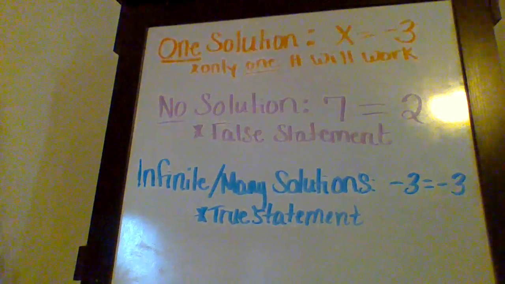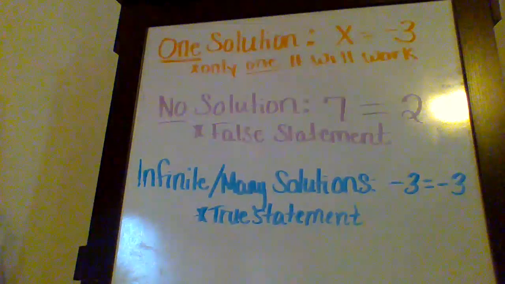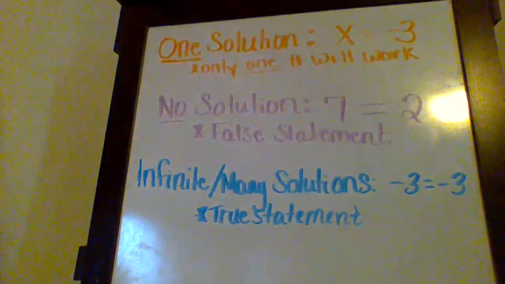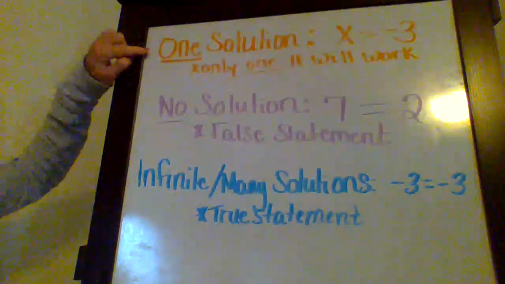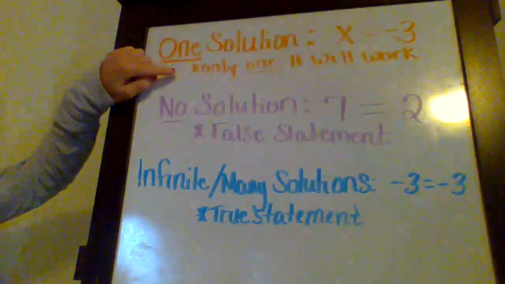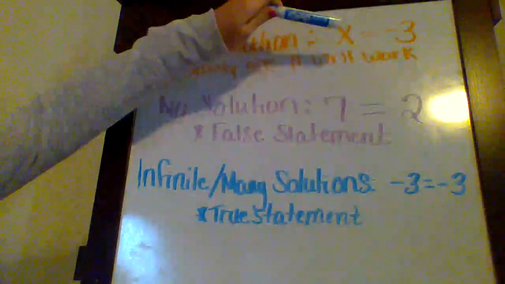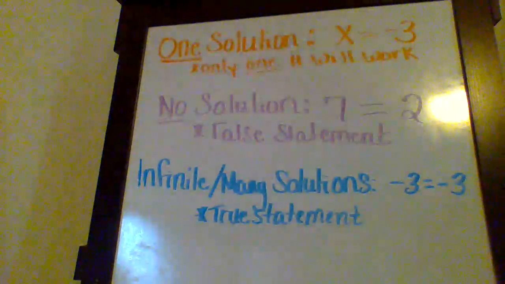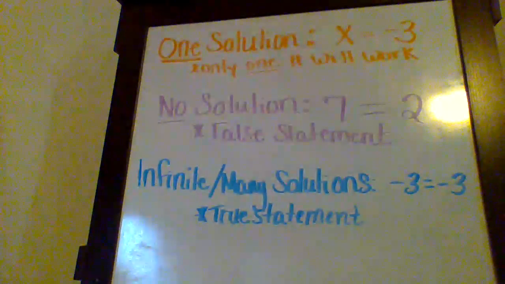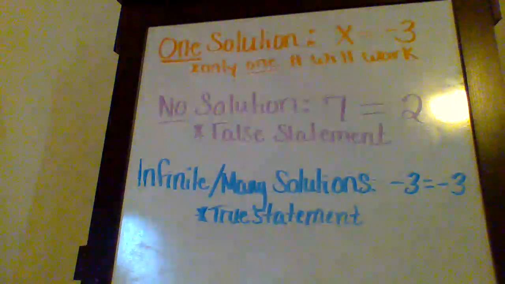Today we're going to be talking about determining the number of solutions from an equation. If you recall, there are three kinds. You could have one solution, and that means only one number will work. So after you solve the equation, you'll be left with a variable equal to a number. If you're left with something like x equals -3, that means you have one solution, and -3 is the only number that will make that equation true.